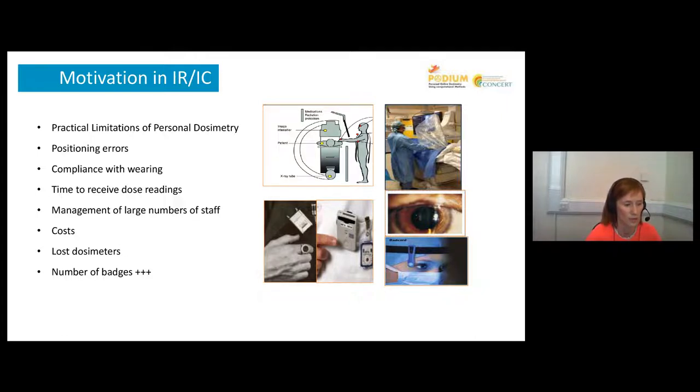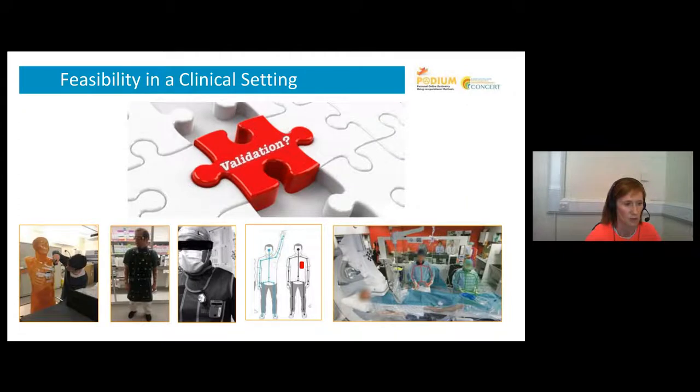So passive dosimeters being worn for a month and being returned for a reading and then getting the result after that time. The management of very large numbers of staff, if you're in a busy, big teaching hospital, and the costs associated with lost dosimeters, for example. We would tend to see the number of badges that we are issuing to people increasing over time, particularly with the addition of eye dosimeters in recent years and some finger dosimeters for certain staff. So this is some of our motivation as well to be involved.